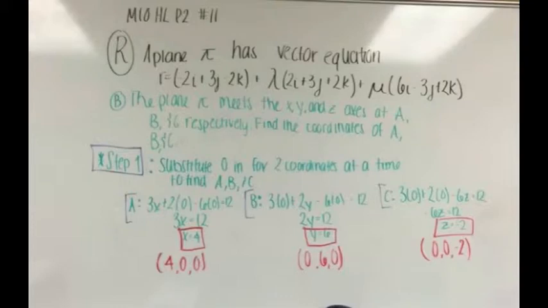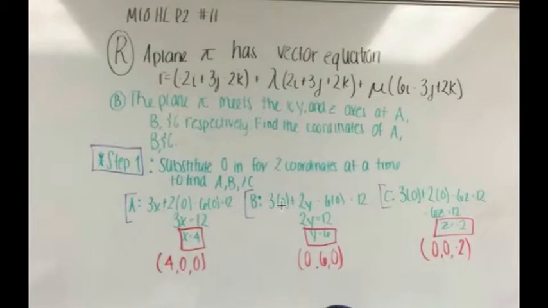All you have to do is substitute 0 in for 2 coordinates at a time to find A, B, and C. So as you'll see here, for A, you're going to find the x value, obviously, so you want to put 0 in for y and z. And that's going to give you 3x plus 2 times 0 minus 6 times 0 equals 12. 3x equals 12, x equals 4, and then your coordinate is 4, 0, 0. So the plane pi meets the x-axis at the coordinate 4, 0, 0.